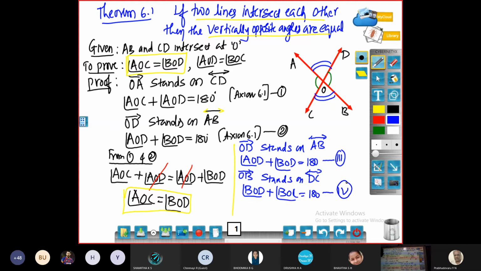Now compare 3 and 4. Both the right hands are equal. AOD plus BOD is equal to BOD plus BOC. Now in this equation, you can cancel the same thing which is present on both sides. BOD and BOD can be cancelled here. What is left now? Angle AOD is equal to angle BOC.